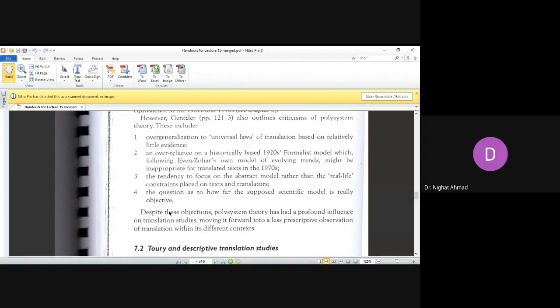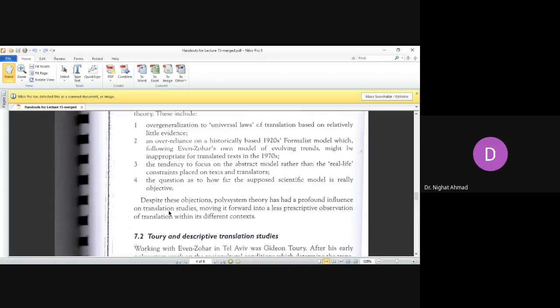Overgeneralization to universal laws of translation, which rested on relatively little evidence, and over-reliance on historically based models. According to Gentzler, this was too much: they over-relied on historical background and the historical, formalist model, which followed even Even-Zohar's own model of evolving trends, and it might be inappropriate for translated text. And then the tendency was to focus on the abstract model rather than the real-life constraints placed on the text and translators. They focused on abstract things.